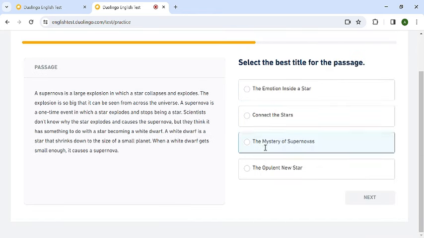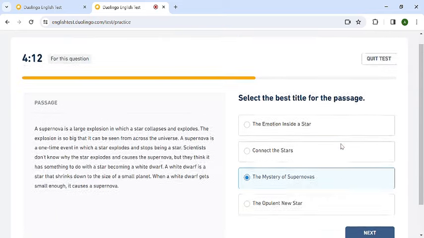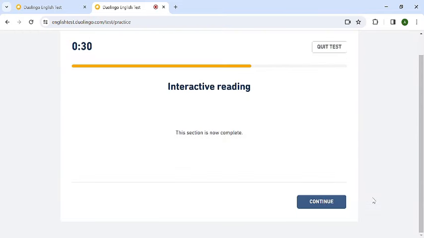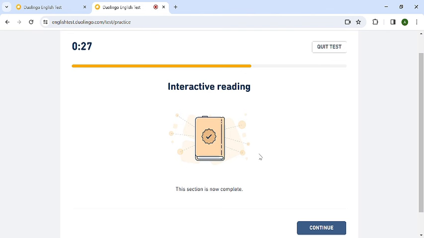Select the best title. I think the mystery of supernovas. Mystery, when they don't know the thing. Oh, tired. Tired with them.